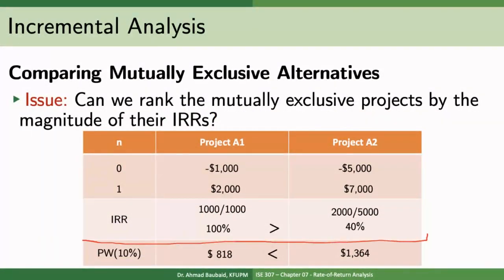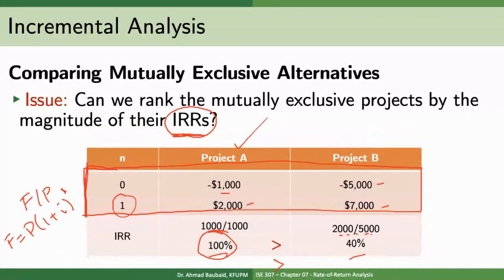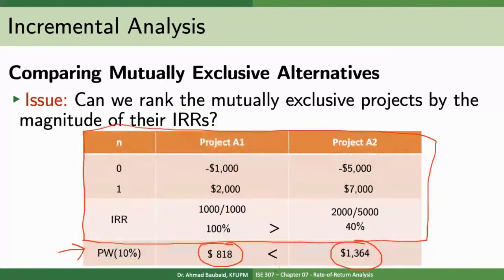If we do that, this part of the table is from before. I've added the present worth at 10%. Right? This is my MARR. I'm using 10% as my MARR. Look what happens. The present worth of the investment in project A is $818. It is actually less than the present worth of project B, or A2. I'm not being consistent here. I'm not sure why I used A and B here, but A1 and A2 here. Whatever. It's the same investment. All right. So this rate of return is higher, but the present worth actually goes in the opposite direction.